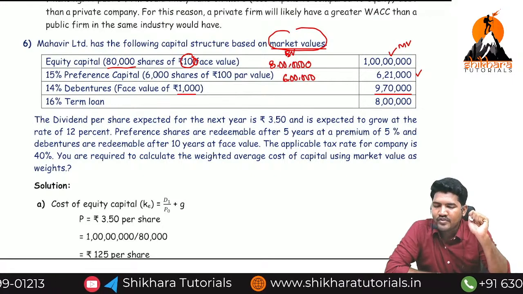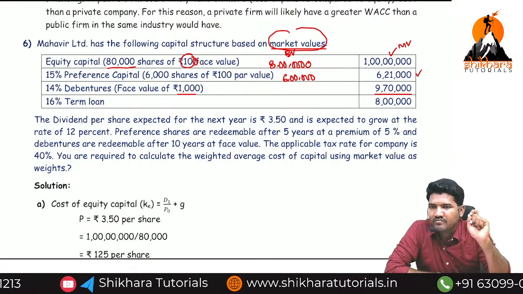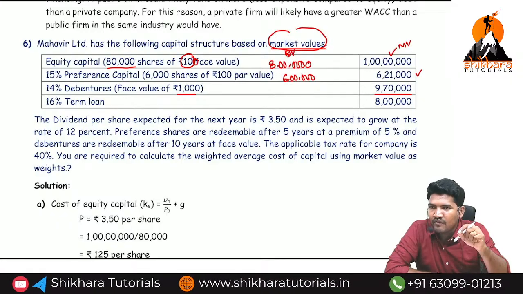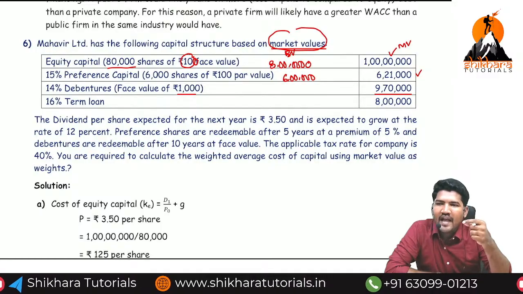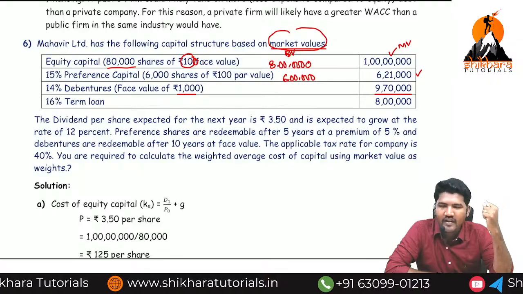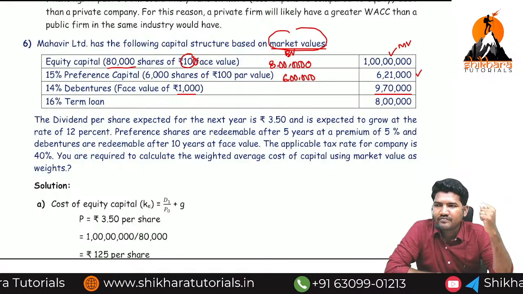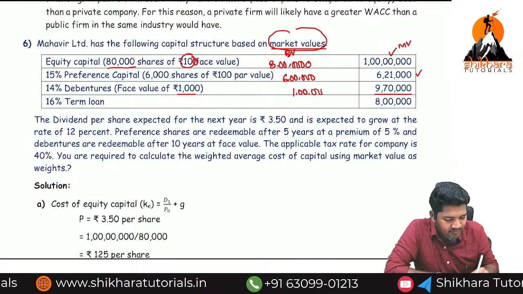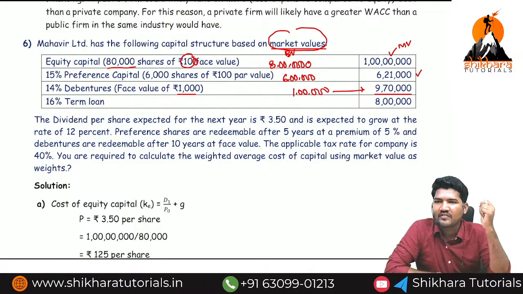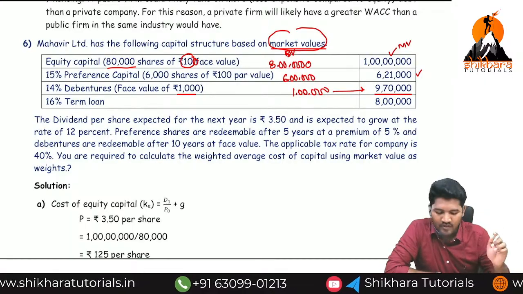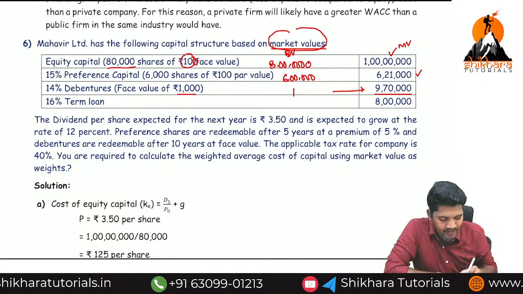Are you clear? So don't confuse, take an assumption, but that assumption must be relevant. For example, if I assume I have 100 debentures. Now what is our debenture value? 1,000 into 100? 1 lakh. But you can relate this to the 9,70,000. It's not relevant, but the assumption is right. That's why I am taking an assumption.